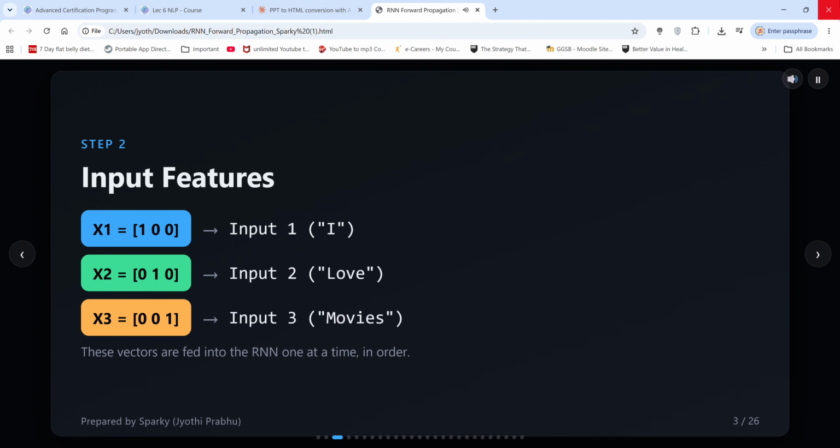Each one-hot vector becomes an input feature vector. x1 represents the word I, x2 represents love, and x3 represents movies. These 3 vectors will be fed into our RNN one at a time, in order.